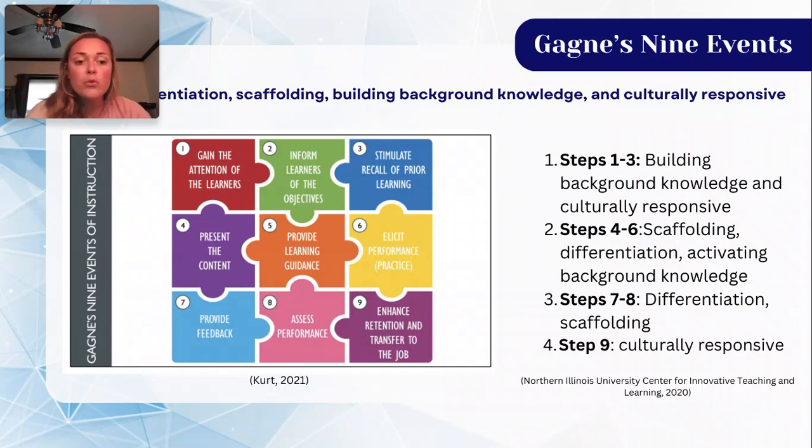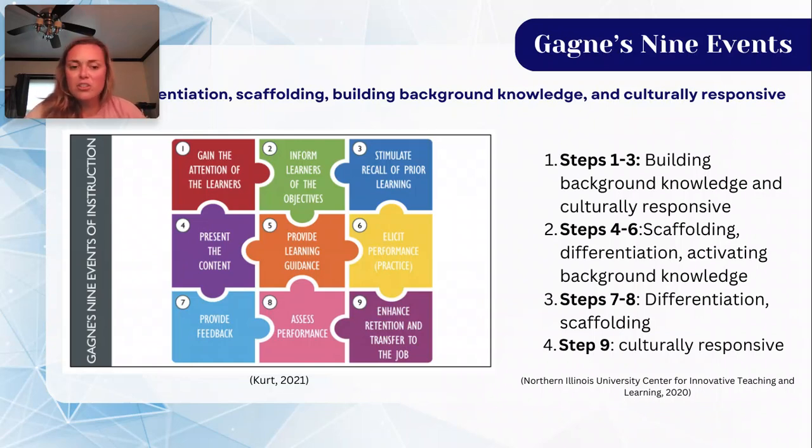In steps 4 through 6, this is where we are presenting the content as educators to our students, providing the learning guidance where students are learning, and we're helping them. This is where scaffolding comes in. You're providing the resources and the tools that they can use in order to learn best. And then also we're building upon that background knowledge. So we're activating the prior knowledge that they have and building upon it as we move forward.